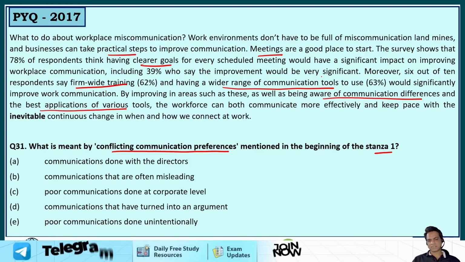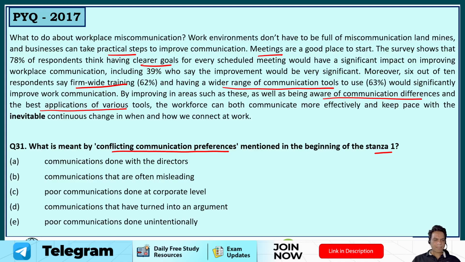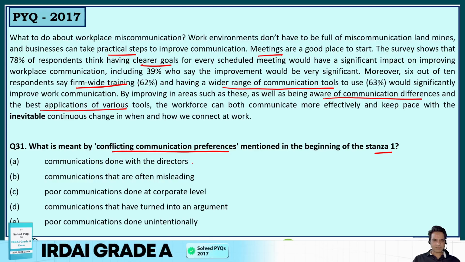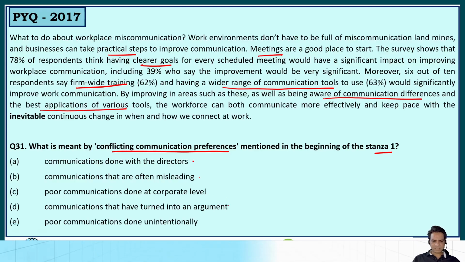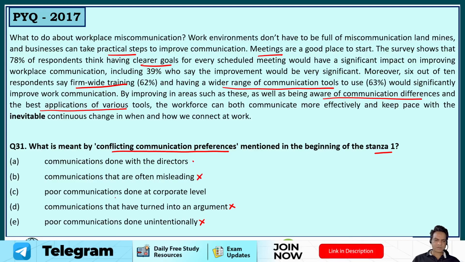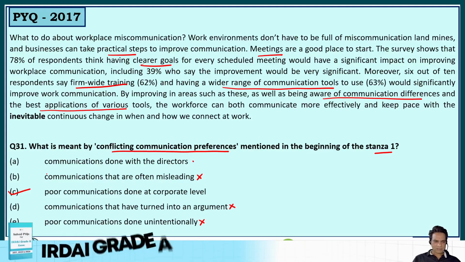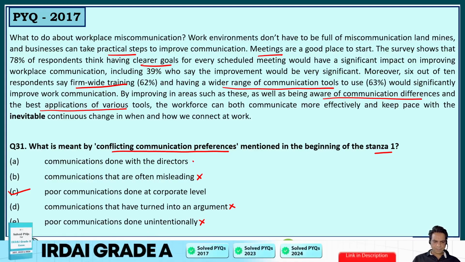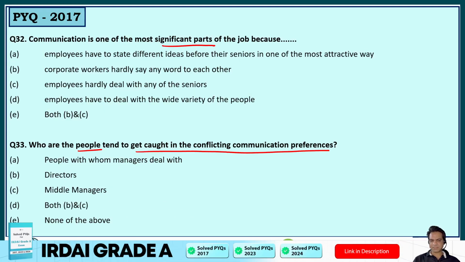Right, so now let's look at the questions and answers. What is meant by conflicting communication preferences? Communication done with the directors; communication that is often misleading; poor communication done at corporate level; communication that has turned into an argument, no. Poor communication done unintentionally, no. Communication that is often misleading, no. Poor communication done at corporate level is conflicting communication preferences.